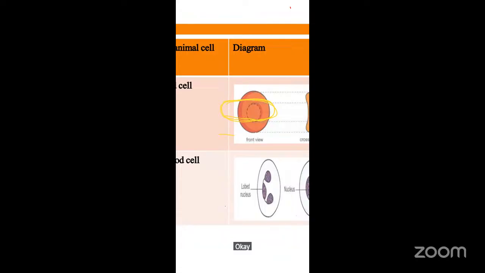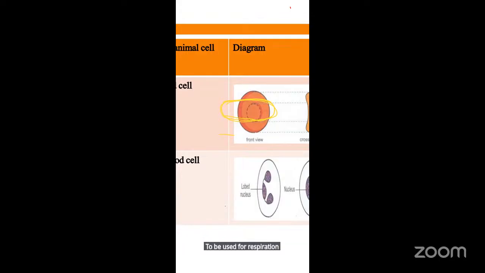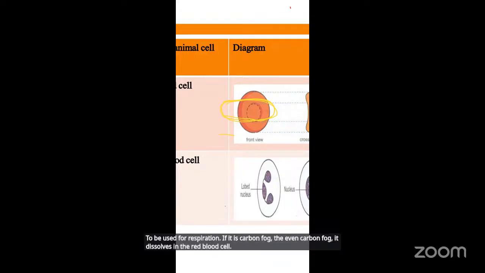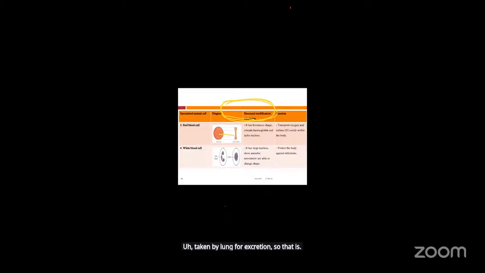Okay, so the moment oxygen gets inside the red blood cell, it combines and dissolves in the hemoglobin, and then the hemoglobin will transport the oxygen across the body tissues to be used for respiration. If it is carbon dioxide, when it dissolves in the red blood cell, it is going to dissolve inside the hemoglobin and then it will be taken back to the lung for excretion. So that is the red blood cells.